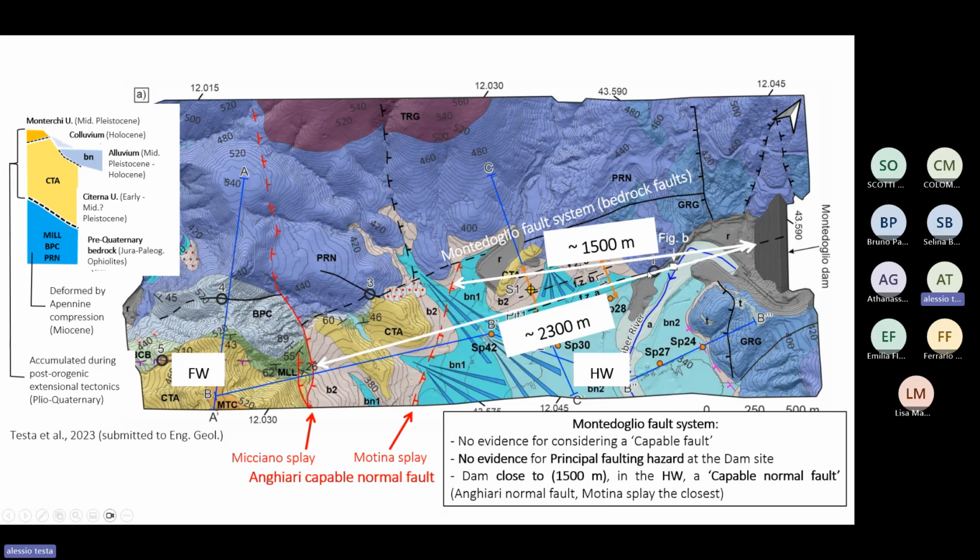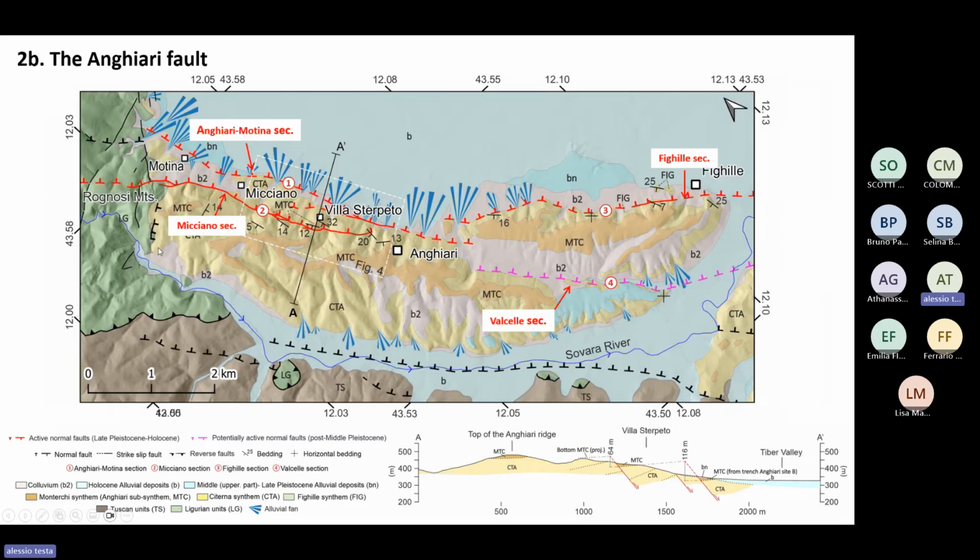So we decided to perform a PFDHA analysis in order to evaluate the hazard from secondary faults. And so we started studying the Anghiari fault, for which there were no constraints about the activity in the literature. And therefore, we performed some geological survey, producing this map, for example, and some quantitative geomorphology, geophysics, and paleoseismology.